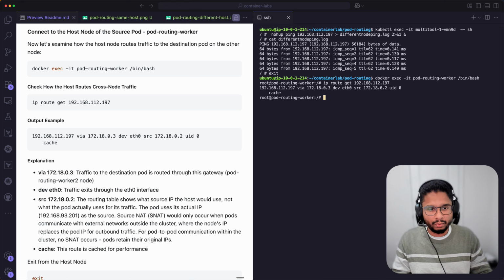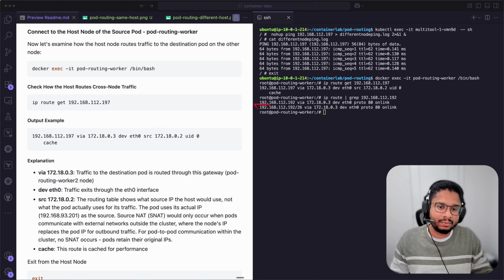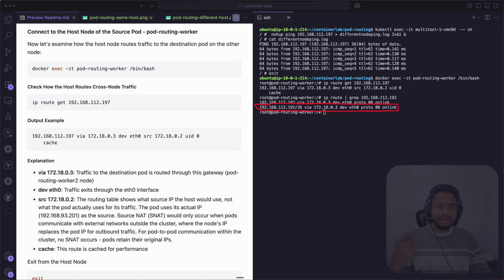So this is an IP route get. If I do an IP route and if I grep for 192.168.112.192, you can see that there is a /26 route. And this is what we call the aggregate route. So Calico is not going to program individual pod IPs for pods that are scheduled on peer nodes.